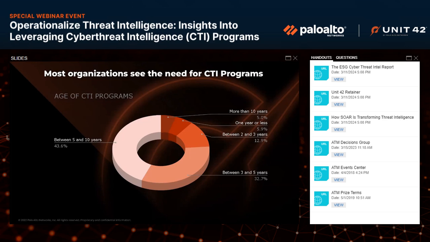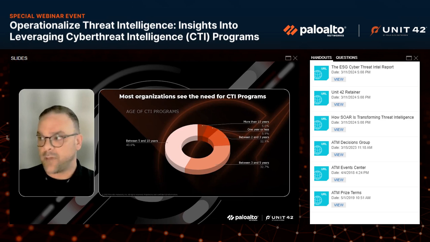Because if we compare that to several other things, such as 1 year or less, that's only 5.9%. And between 2 to 3 years is 12.9%. What we're trying to indicate here is, again, the concept of a CTI organization is not necessarily new. It's just the way in which organizations are implementing it is oftentimes different. So based on this, I'm going to pass it over to Joe now, and we're going to dive a little bit deeper into some of these core concepts that I've discussed.